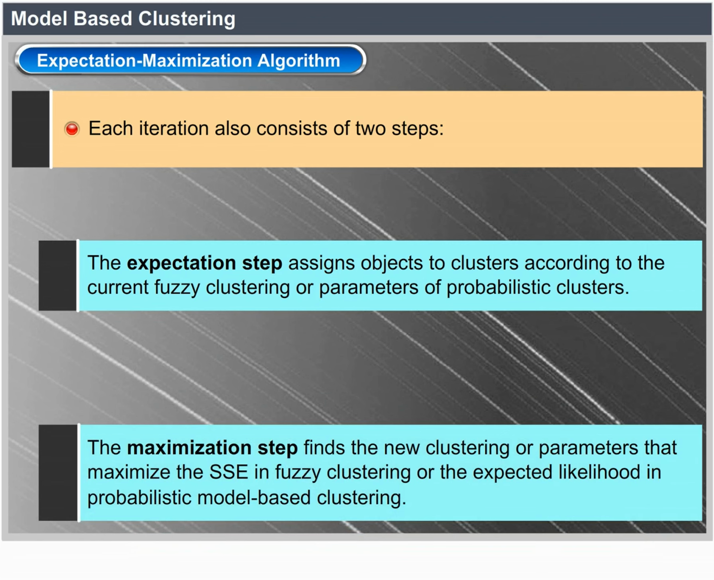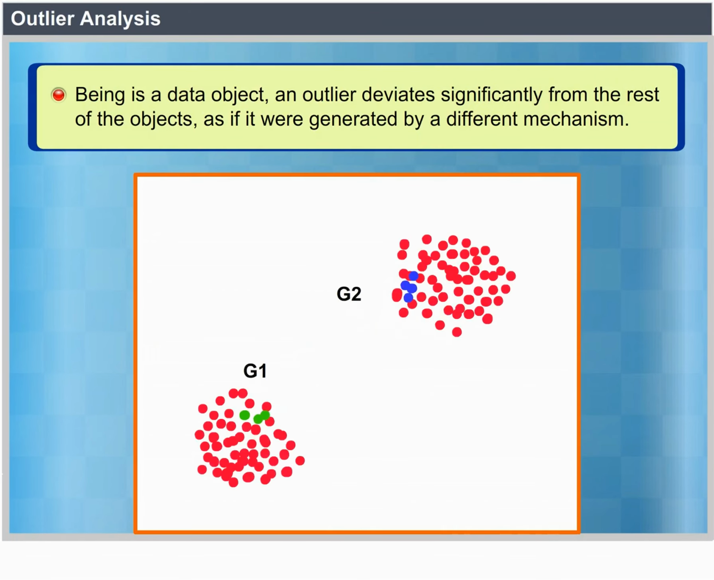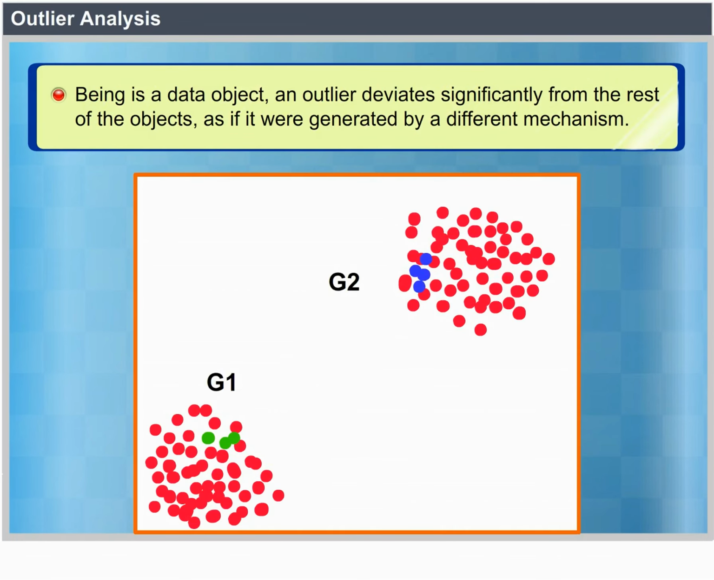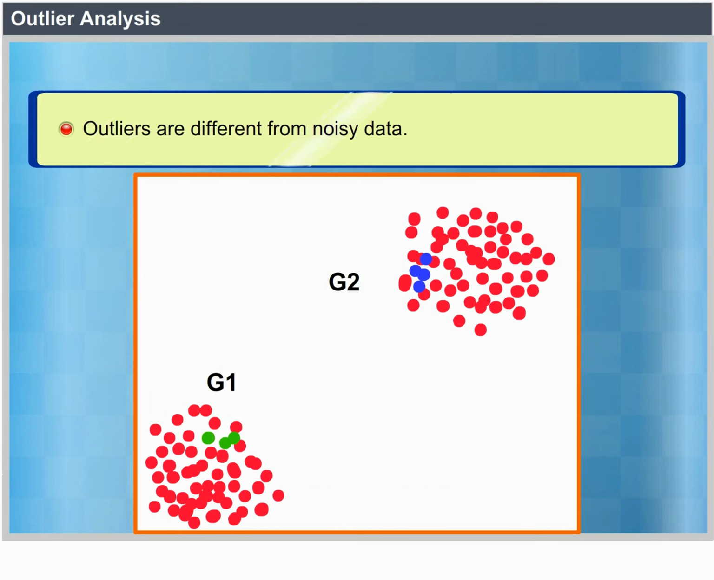Outlier analysis. An outlier is a data object that deviates significantly from the rest of the objects, as if it were generated by a different mechanism. Outliers are different from noisy data. Noise is not interesting in data analysis, including outlier detection.